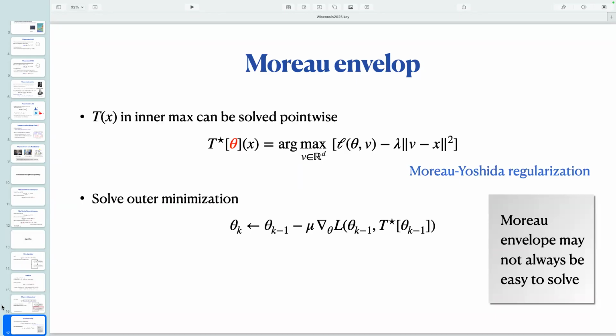Yes? Sorry, I want to understand the landscape again. Sure. The L, do we agree that it would be strongly convex with respect to theta or not?